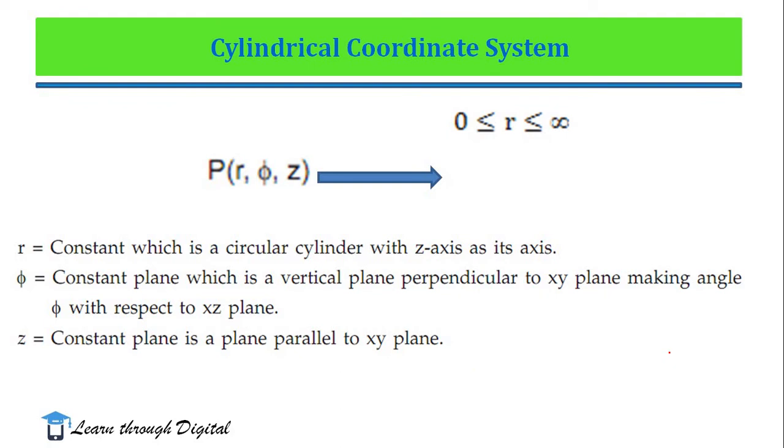Next we move on to the cylindrical coordinate system. In the cylindrical coordinate system, the coordinates are r, phi, z. In the case of the Cartesian coordinate system, the coordinates are x, y, z. These three are planar surfaces, therefore the range of the variables is from minus infinity to plus infinity. But in this case, r is the radius of the cylinder, so the range of the variable is from 0 to infinity. Another coordinate is phi, which is from 0 to 2 pi, and z is from minus infinity to plus infinity.